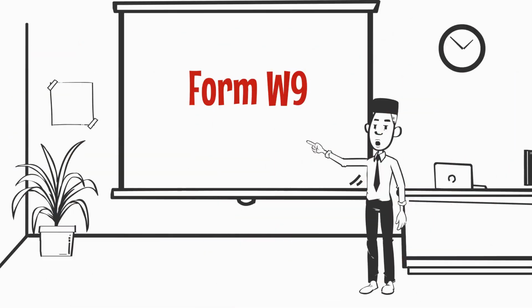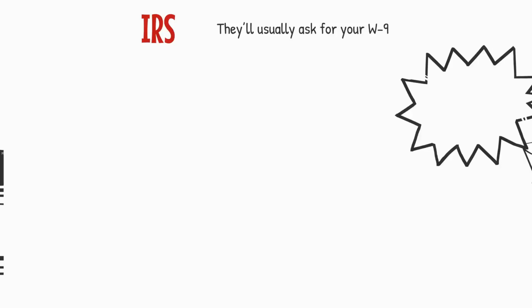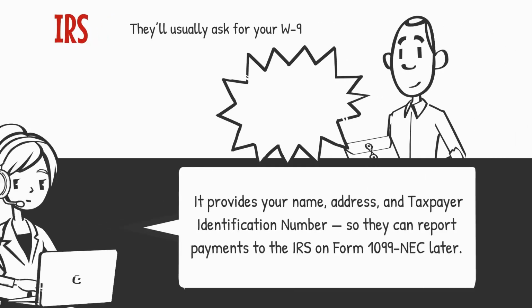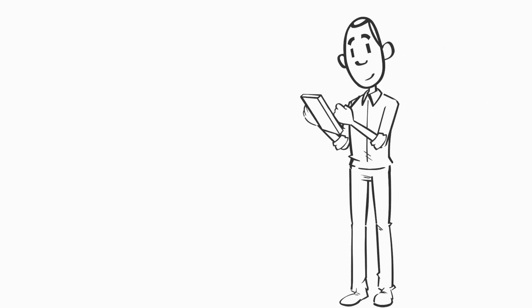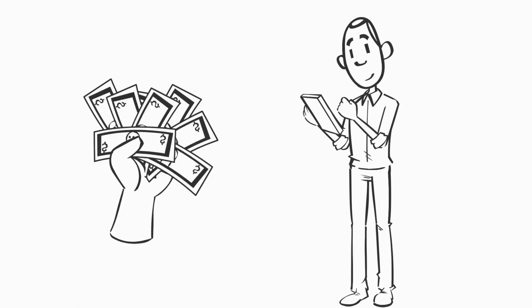6. Form W-9 for your clients. This one's not for the IRS. It's for your clients. When you start working with someone, they'll usually ask for your W-9. It provides your name, address, and taxpayer identification number so they can report payments to the IRS on Form 1099-NEC later. Fill it out once per client, usually before they pay you.